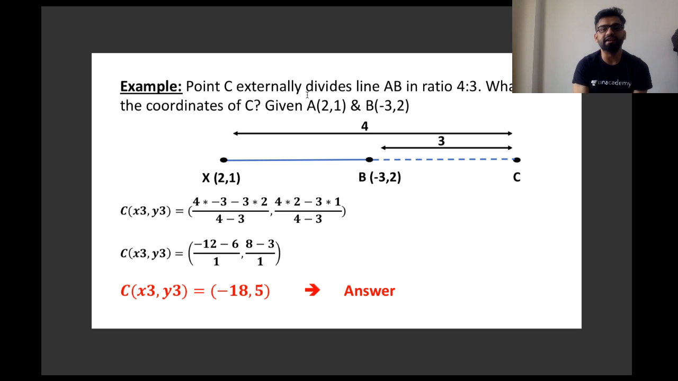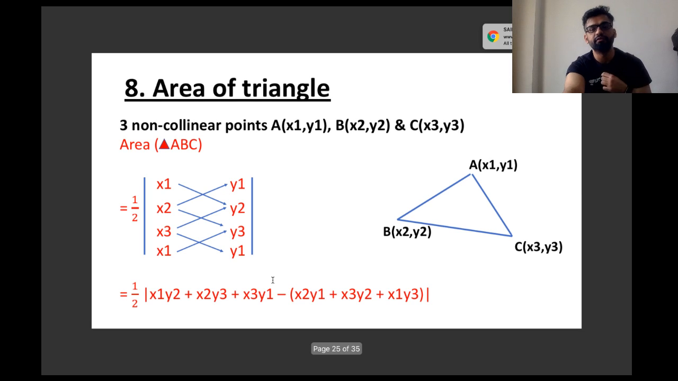Point C externally divides the line AB in the ratio 4:3. What are the coordinates of C? Given A is (2, 1) and B is (minus 3, 2). Let's see. Coordinates of this point C would be (4 into minus 3 minus 3 into 2 upon 4 minus 3, comma, 4 into 2 minus 3 into 1 upon 4 minus 3). Pretty simple. Answer is going to be (minus 18, 5). Next concept, area of triangle.